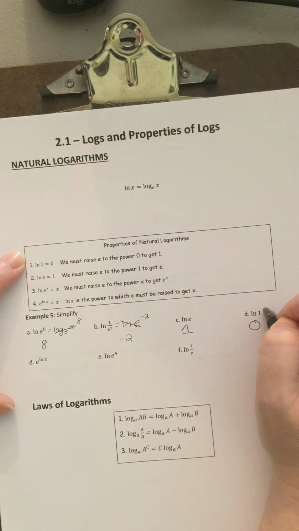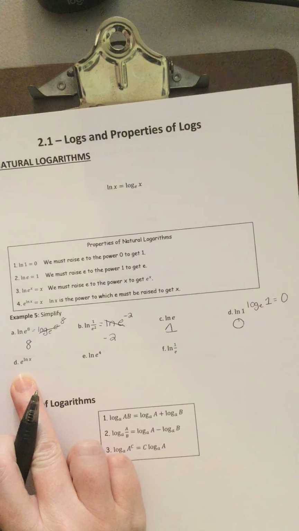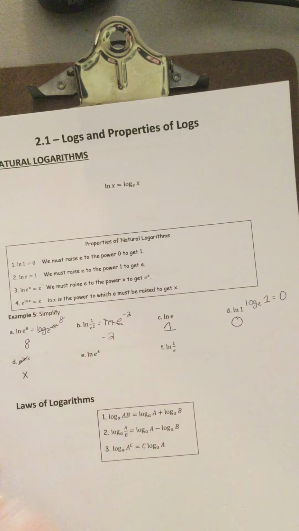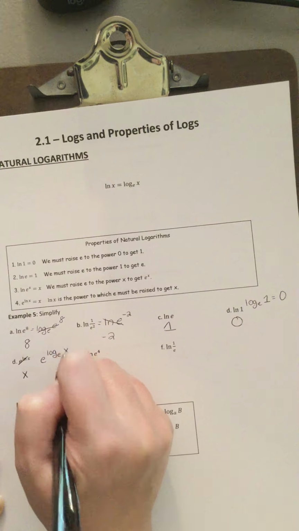So a reminder, if it's natural log, that's log base e. So this is saying log base e of 1. And the only way you're getting 1 as your answer is if you raise it to the 0 power. All right, over here for e raised to the natural log of x, those are going to cancel out, and you're going to be left with x, because that's the same as this. All right, and then those cancel. Over here, this is just like letter A. Natural log of e to the 4th power is 4.